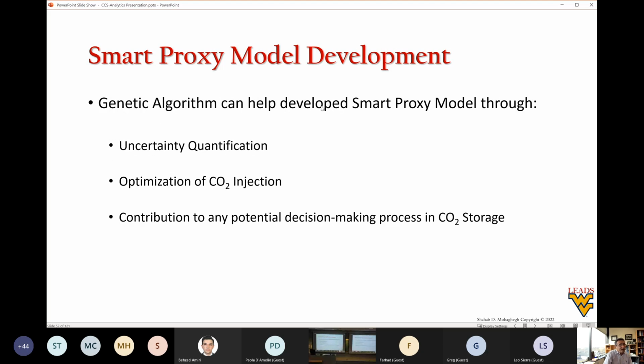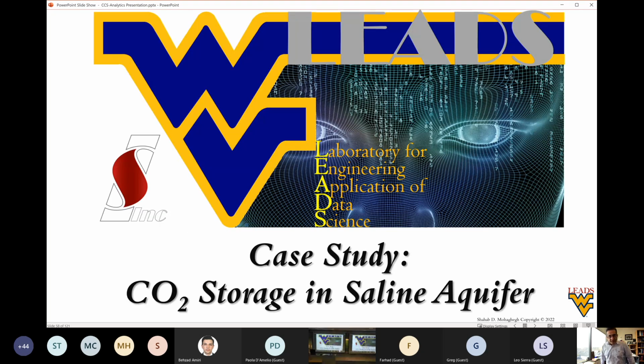So genetic algorithm can help develop smart proxy model through uncertainty quantification, optimization of CO2 injection, and contribute to any potential decision-making process. So now that it's covered, it took 1 hour to cover that. Now let me show you a case study, and hopefully I can finish that in 20 minutes or less.